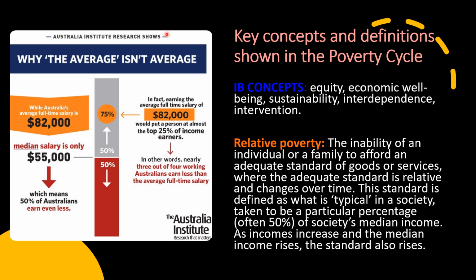So I've included this image from the Australia Institute, which says the median salary is only $55,000, but earning $82,000 is in the top 25%. But nearly 3 out of 4 working Australians earn less than the average full-time salary of this. So you want to compare relative to the economy in which that individual or family resides.